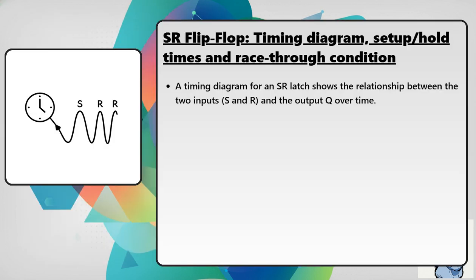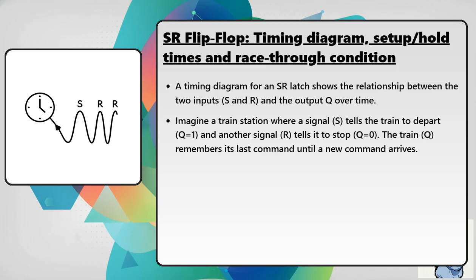A timing diagram for an SR latch shows the relationship between the two inputs S and R and the output Q over time. Imagine a train station where a signal S tells the train to depart, Q equals 1, and another signal R tells it to stop, Q equals 0. The train, Q, remembers its last command until a new command arrives.